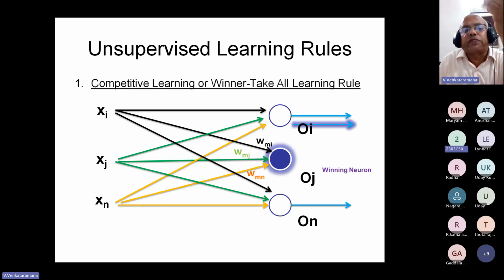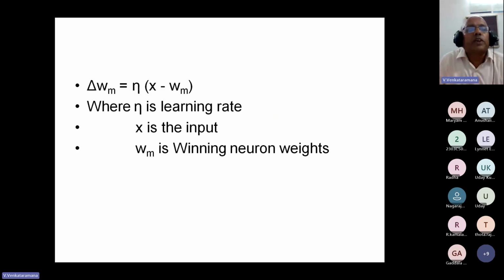Because, for example, in any game, if group A and group B make the same score, then what do people do? There are several ways; one is a toss, head and tail, and based on that they decide the winner. Similarly, here, when both values are the same, we can take anyone as the winner. Therefore, the change in the weight expression for competitive or unsupervised learning is eta into x minus Wm, where eta is the learning rate, x is the input, and Wm is the winning neuron's weights.